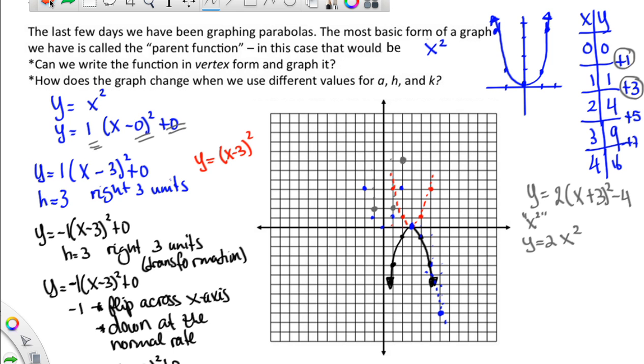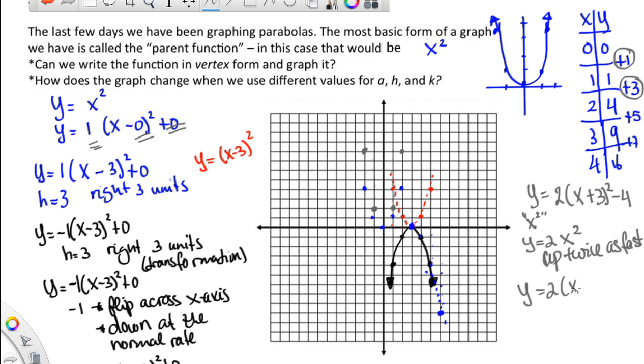Let's go back. So we are at 2 and need to go up 1, 2, 3, 4, 5, 6. And then here up 1, 2, 3, 4, 5, 6. Now it matches. So that's what y equals 2x squared would look like. So this was twice as fast, right? This is still up twice as fast. That's the transformation.